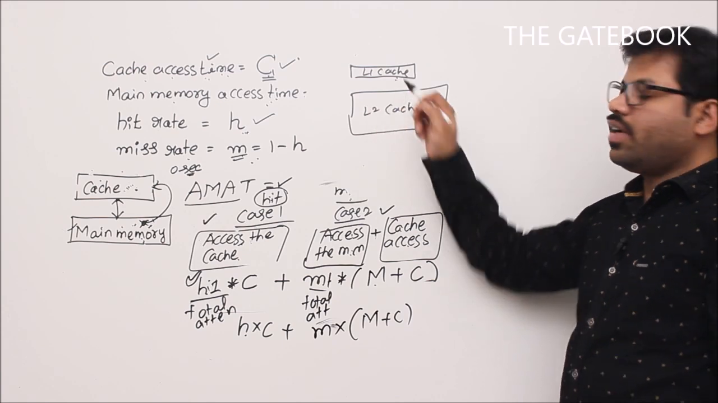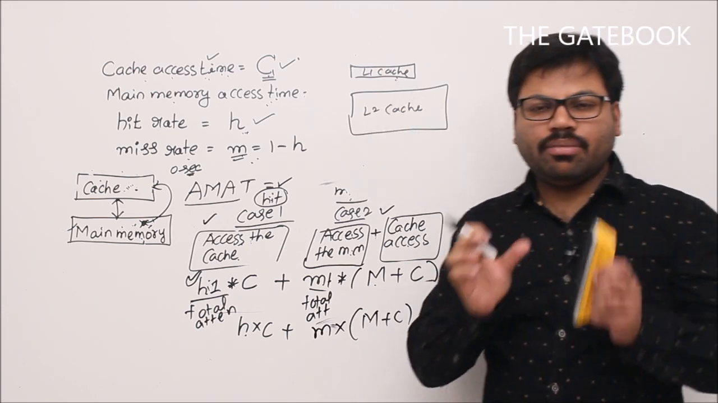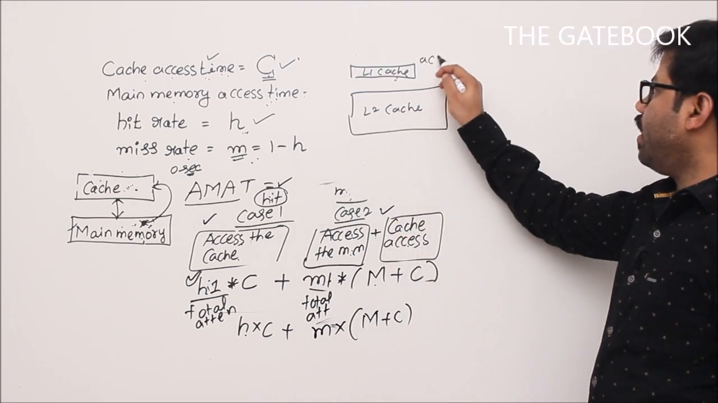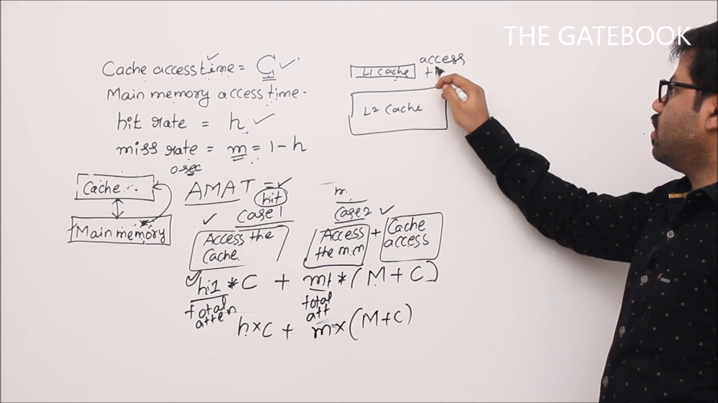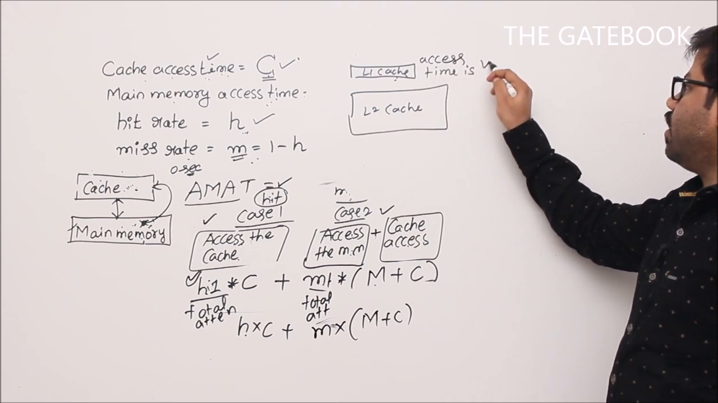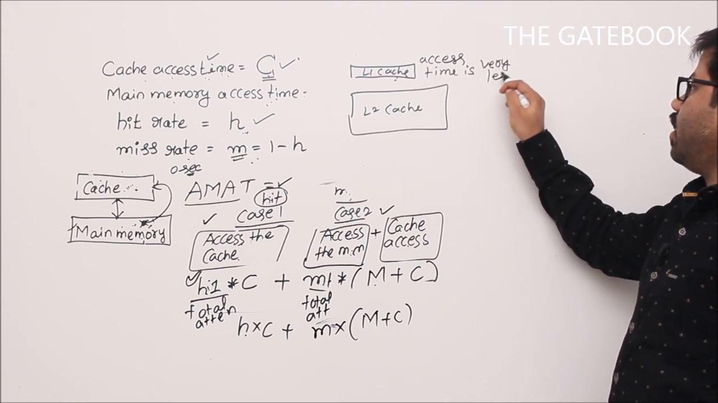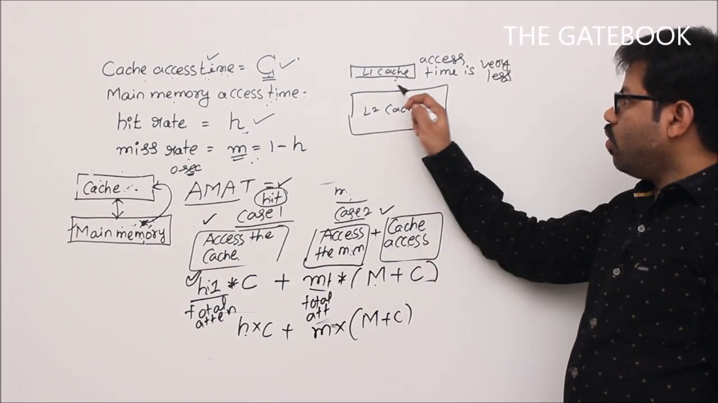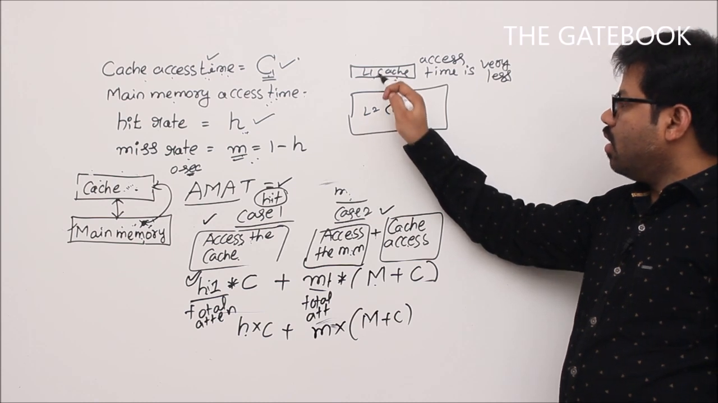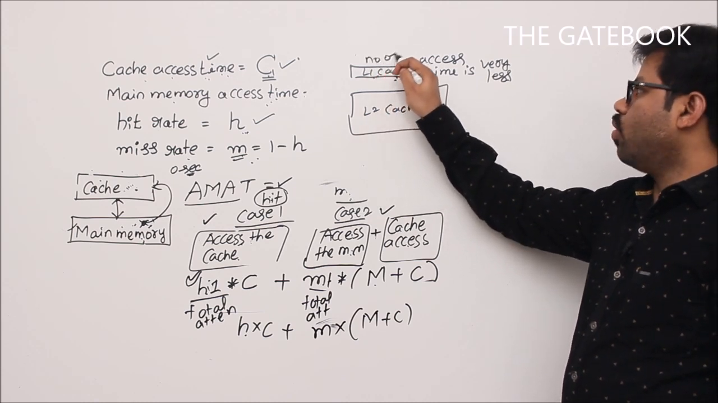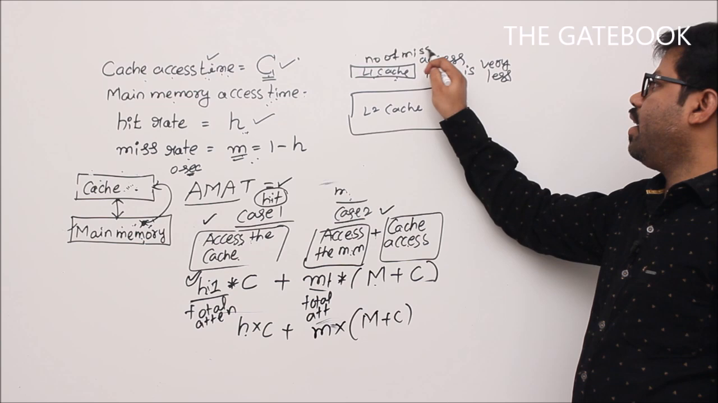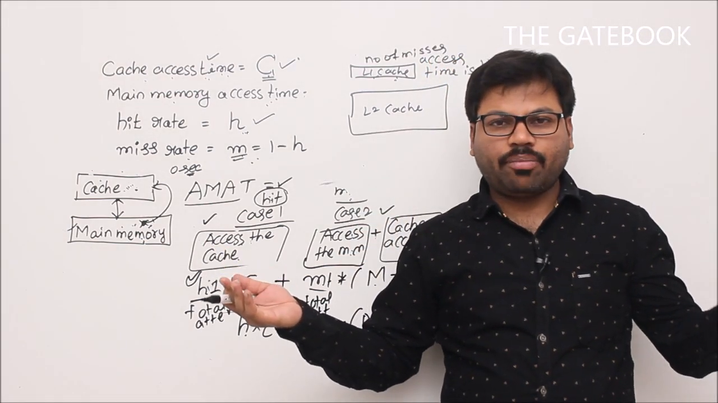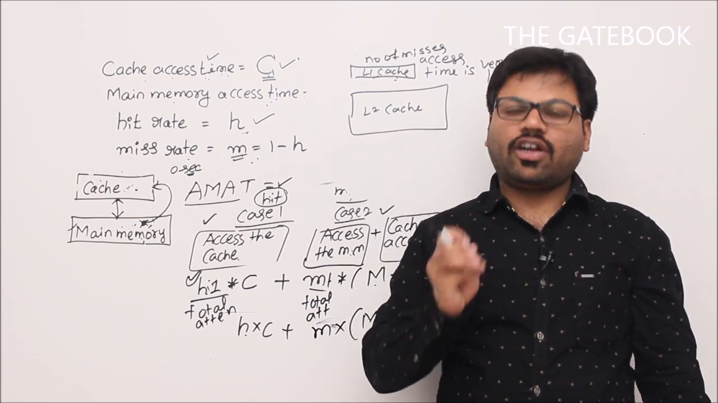The target of L1 cache is that we keep it very simple and very small so that its access time will be very less. That is my intention. But because it's very small, the number of misses might be more, so I can't maintain the hit ratio. Why? Because it's not huge. When it is not huge, there is a high chance that you get a lot of misses.